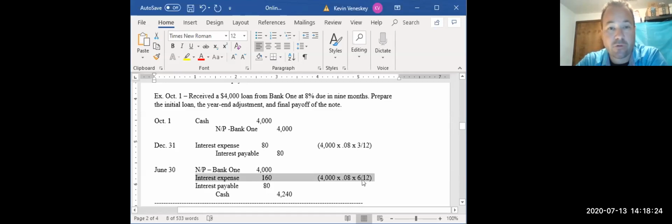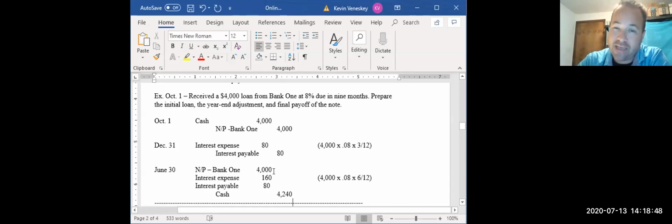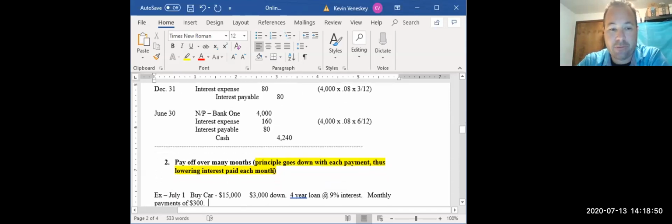So I do 6 over 12, January through June, times 8% times 4,000. And I get $160. So when I write a check, I'm going to have to add up all of these and write a check for $4,240. So that's what a loan looks like when you only make one final payment. However, that's not necessarily the most common method.